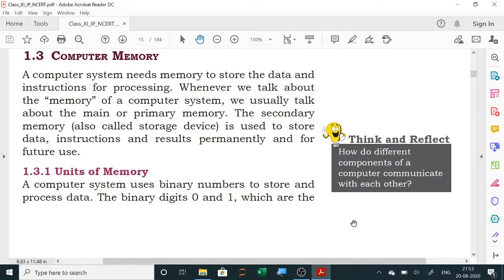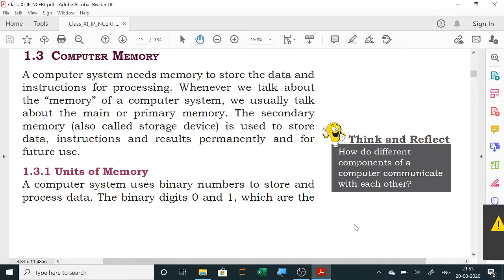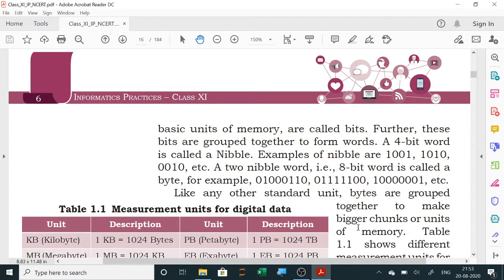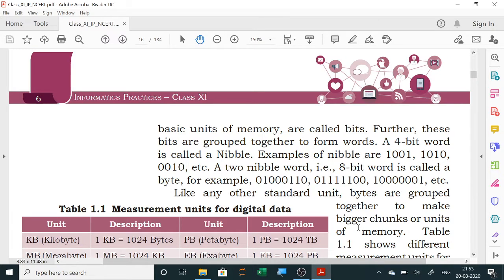A computer system uses binary numbers to store and process data. The binary digits 0 and 1, which are the basic units of a computer, are called bits. As you all know, a computer is a machine, and machine language, a machine only understands on and off. That is, on is 1, off is 0. So these two digits are called binary digits, BITs. So the basic unit of memory is called a bit.